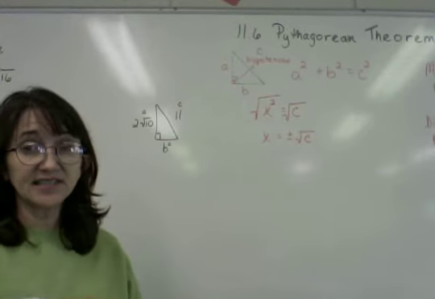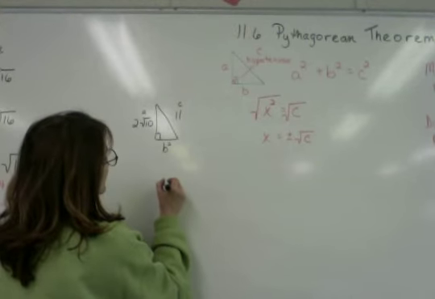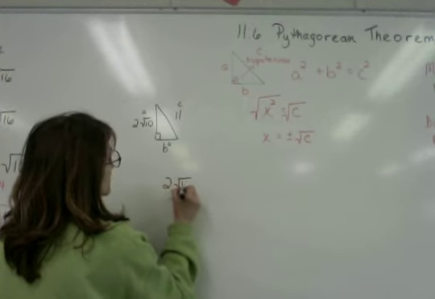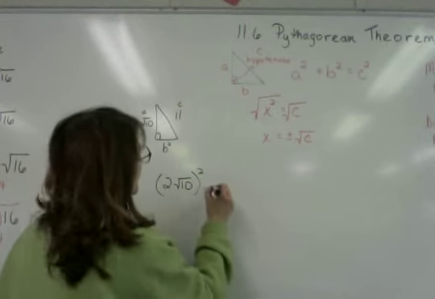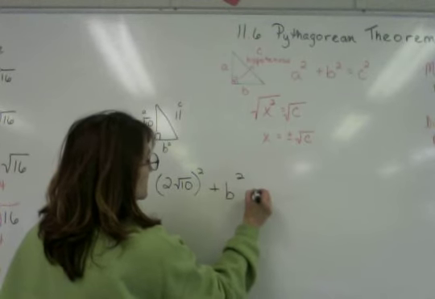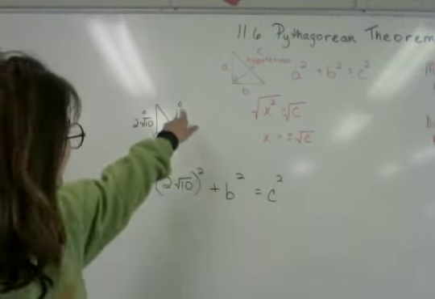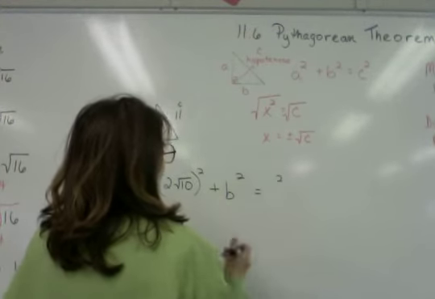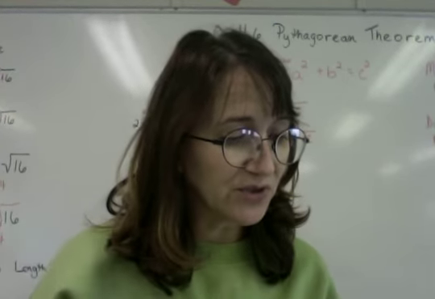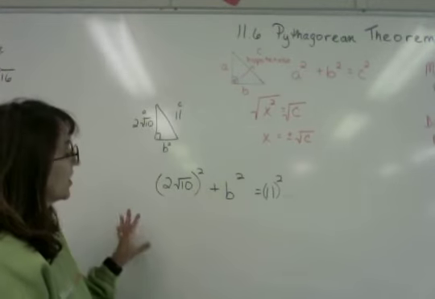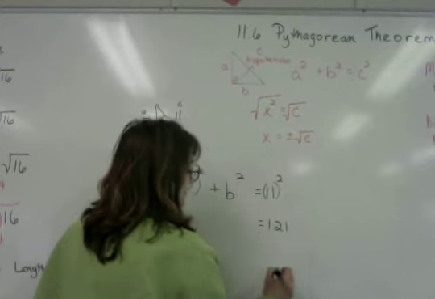And so we're going to stick this into the Pythagorean theorem. So here we go. We have 2 times the radical of 10, of course, that needs to be squared, plus B squared equals C squared, right? But we know what C is. C is 11, and we're going to square that too, right? So we're going to square all of those. All right, this side's easy. 11 times 11 is 121.